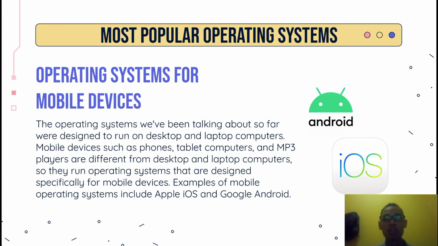Operating systems for mobile devices. The operating systems we've been talking about so far were designed to run on desktop and laptop computers. Mobile devices such as phones, tablet computers, and MP3 players are different from desktop and laptop computers, so they run operating systems that are designed specifically for mobile devices. Examples of mobile operating systems include Apple iOS and Google Android.